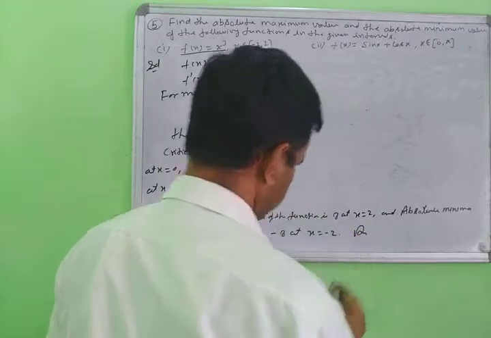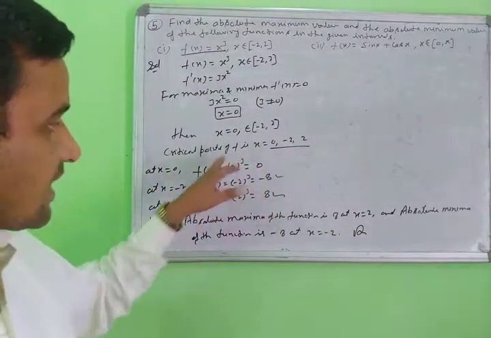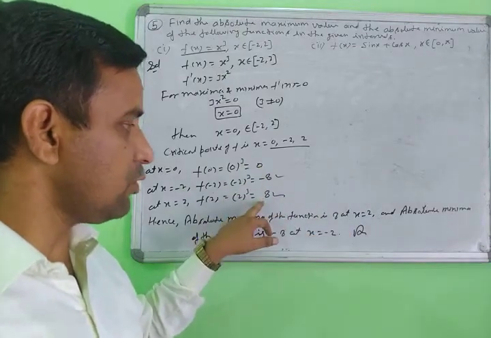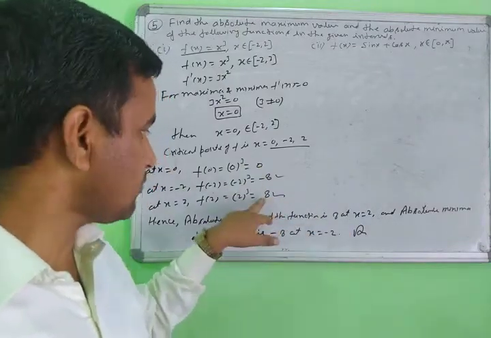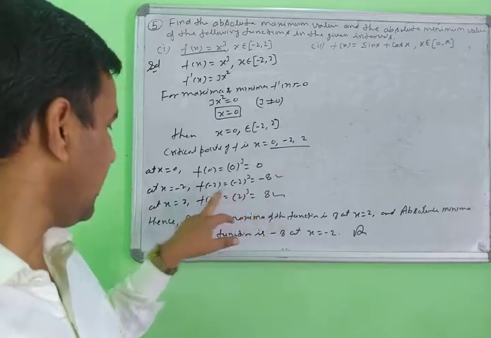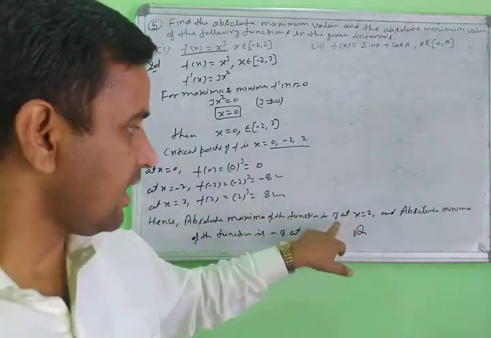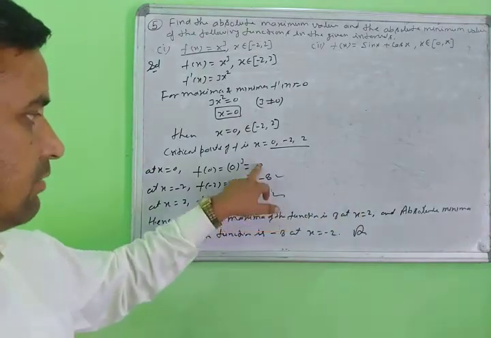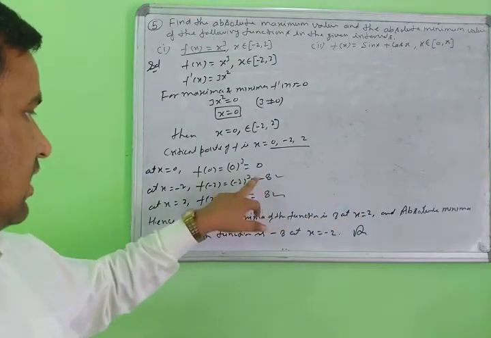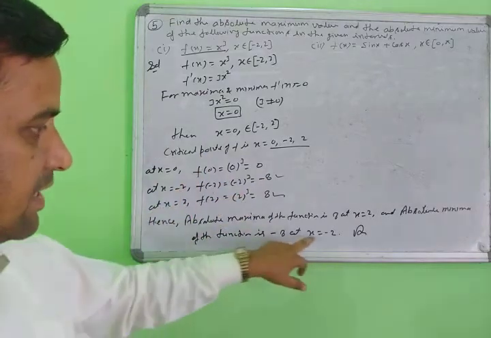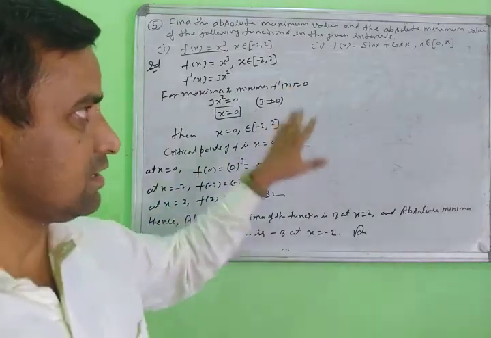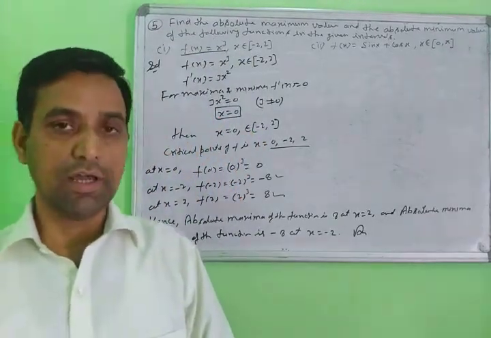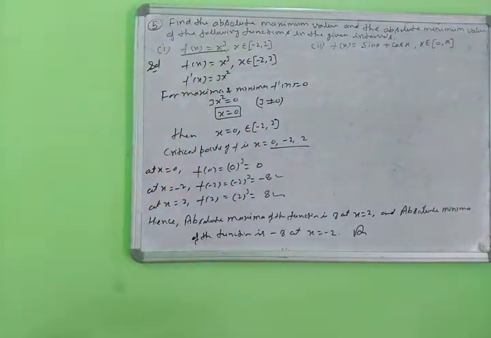This is your answer. You will select the maximum value here, this is the absolute maxima, and the minimum value here, this is the absolute minima. The absolute maxima is 8 at x equal to 2. This is the minimum value of all, -8, at the point -2. Then this is your answer. How to find the absolute maxima and absolute minima? This is very, very simple. Yes, note down the next part to solve.